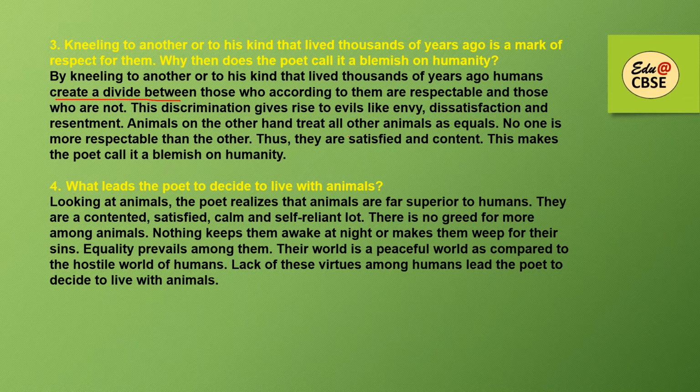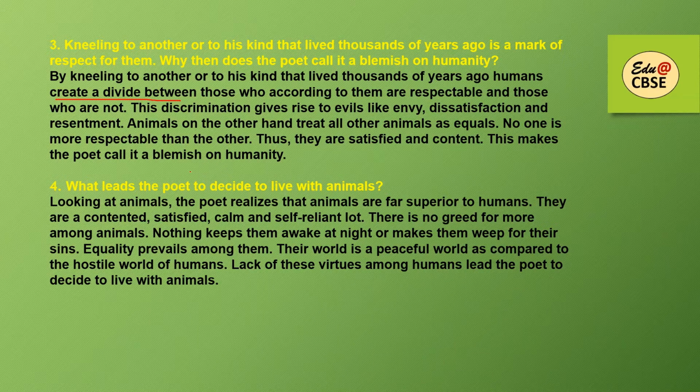Animals on the other hand, they treat all other animals as equal. So उनमें ये ऐसा कुछ नहीं है कि ये रिस्पेक्टेबल है तो इसके आगे हमें झुकना है, लेकिन जो ये लोग हैं या ये एनिमल्स जो है ये रिस्पेक्टेबल नहीं है. So no one is more respectable than the other. Thus they are satisfied and content. This makes the poet call it a blemish on humanity.